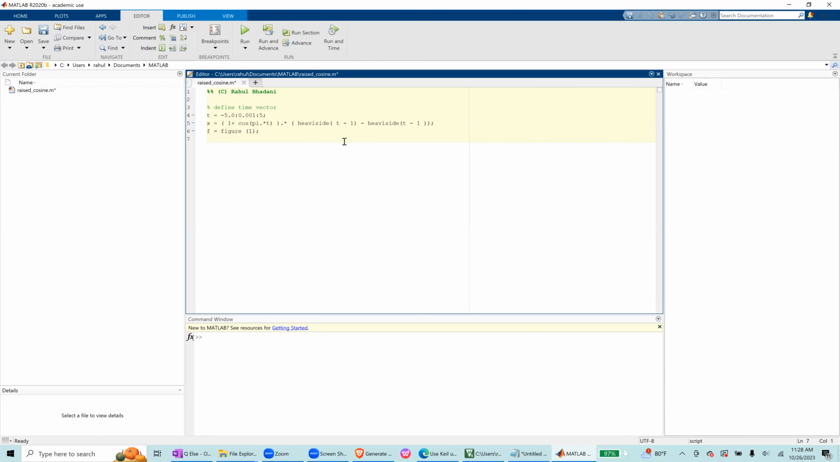Then figure 1, plot t, x with width, then grid on. Then we can put xlabel as time and ylabel as x of t. Okay, let's save it and then run.